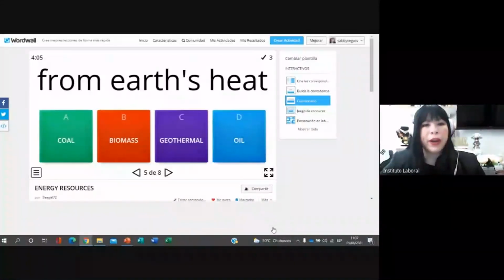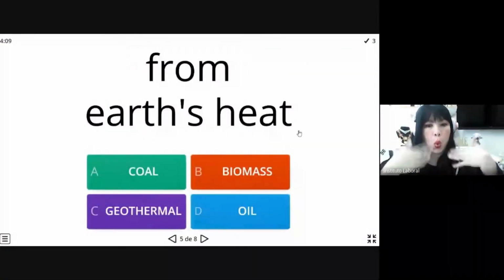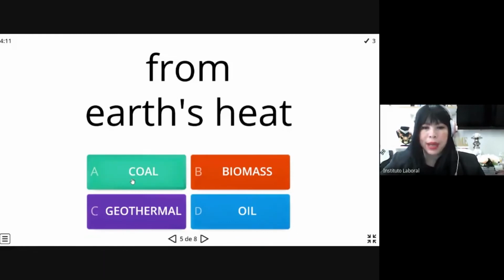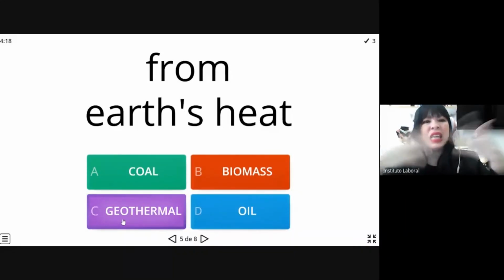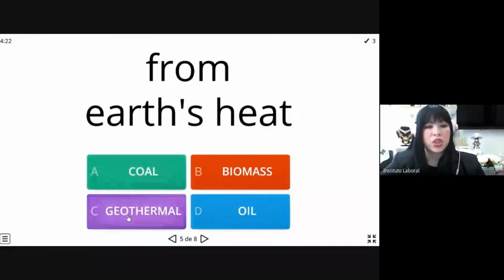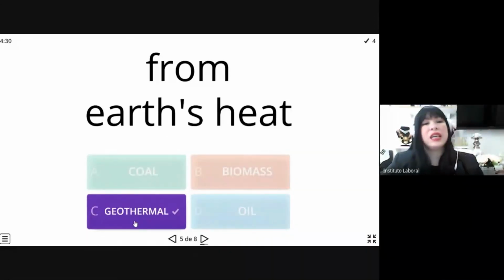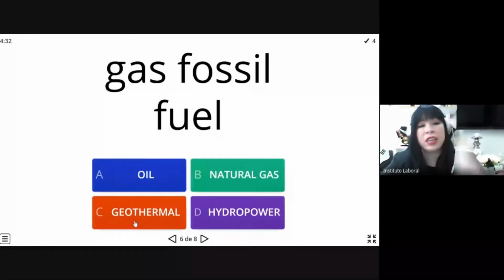This is an energy that comes from earth heat. Coal, biomass, geothermal, or oil. How do you think it is called? The energy that comes from the heat. Coal, geothermal, biomass, or oil? C. Geothermal energy is the energy that comes from earth heat.